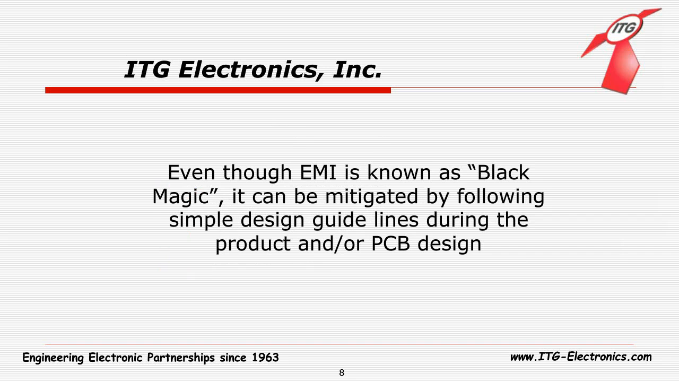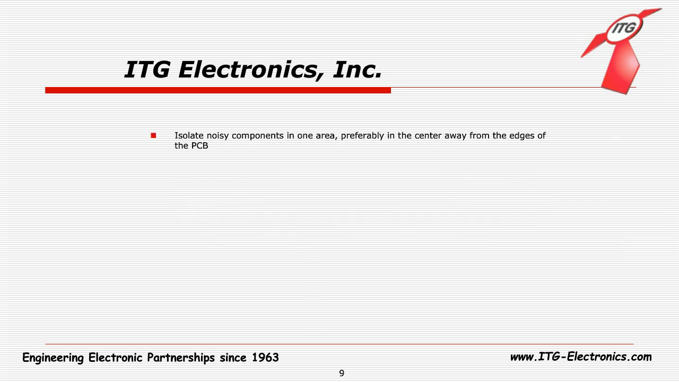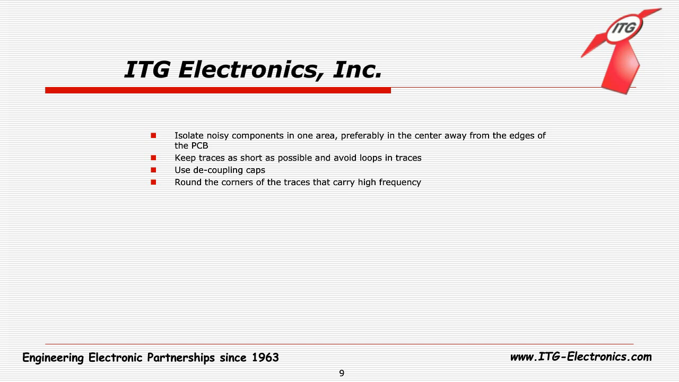Even though EMI is known as black magic, it can be mitigated by following simple design guidelines during the product and/or PC board design. So where possible, isolate the noisy components in one area, preferably in the center of the PC board, away from the edges of the PC board. Keep traces as short as possible and avoid loops in traces. Use decoupling capacitors. Round off the corners of the traces that carry high frequency. Design multi-layer boards with sufficient ground planes in between and connect all those ground planes together.